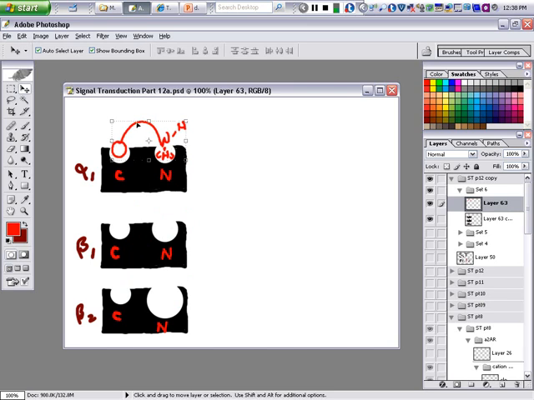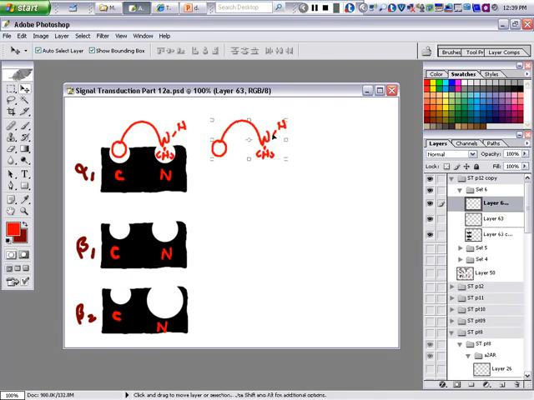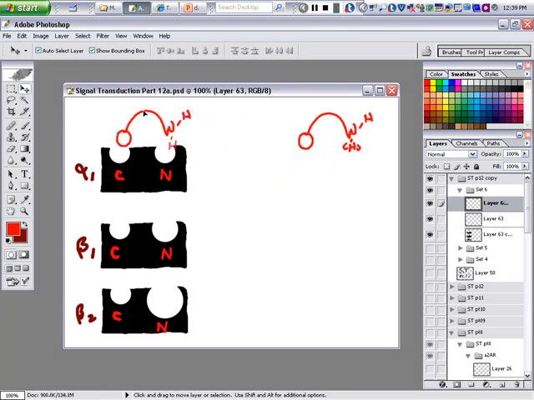If we looked at something like norepinephrine, I'm just going to make a copy of this. Now I'm going to make norepinephrine. How does norepinephrine differ from epinephrine? Instead of having a methyl group, norepinephrine only has a hydrogen there. So I'm going to move epinephrine out of the way for now.